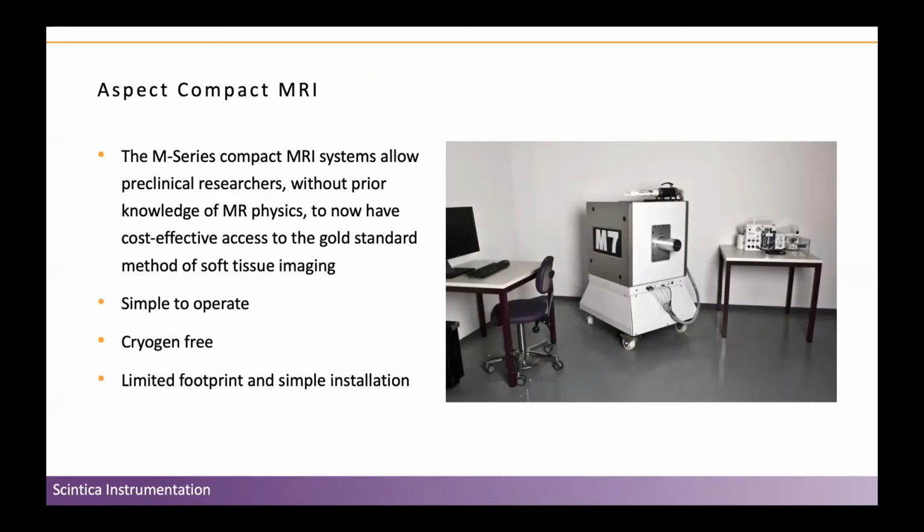It's cryogen free, which is really excellent. It requires no liquid cooling. You can literally wheel this in and with small modifications, plug this into the wall and it's ready to go. It's very easy to use and it's designed for both MR physicists and those who have not used MRI before to be able to use. So it's a very, very excellent and easy to use system.